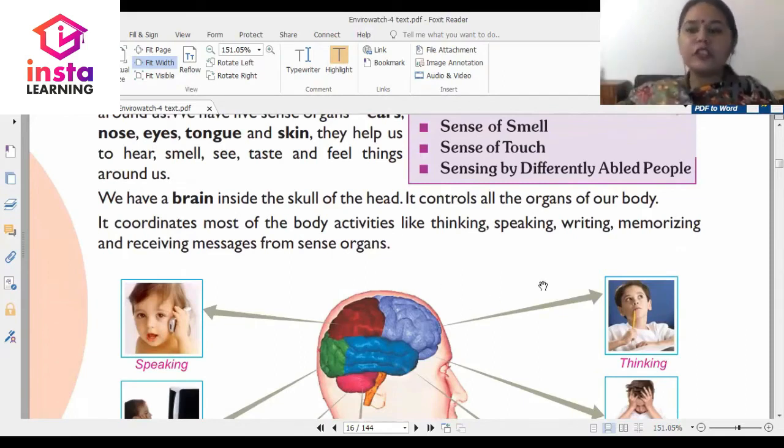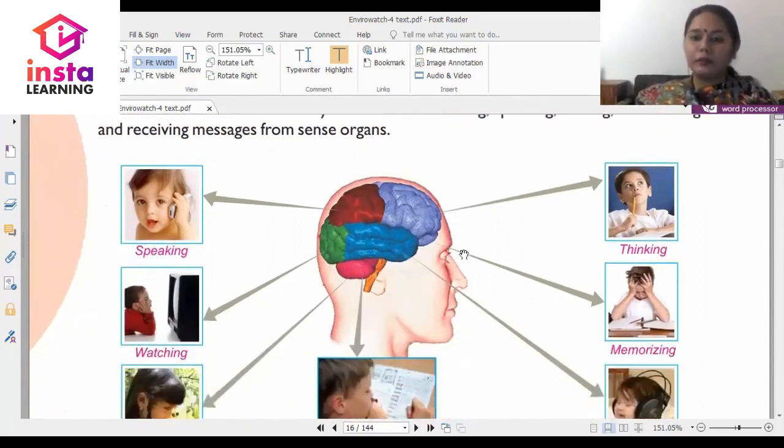If I put it into simple words, this brain is like a control unit. It's like a remote control. This brain of yours controls all the other organs of our body. Like I told you, it's the control unit. It is the main place from where all the other parts of our body are able to function properly. It coordinates most of the body activities like thinking, speaking, writing, memorizing, and receiving messages from sense organs.